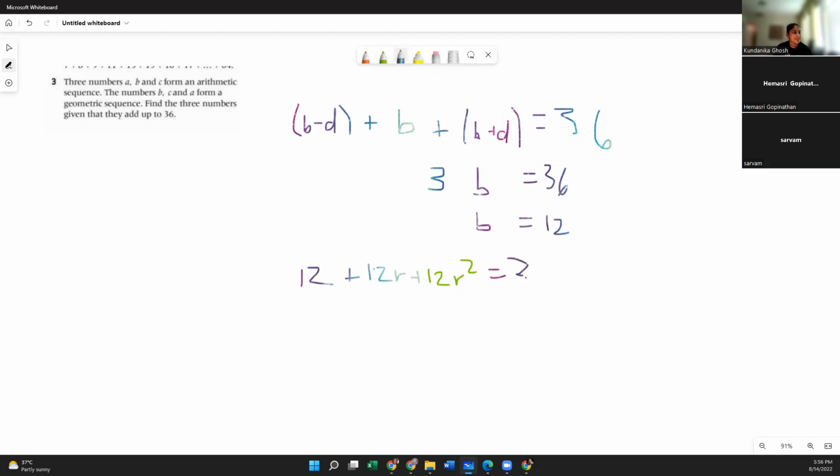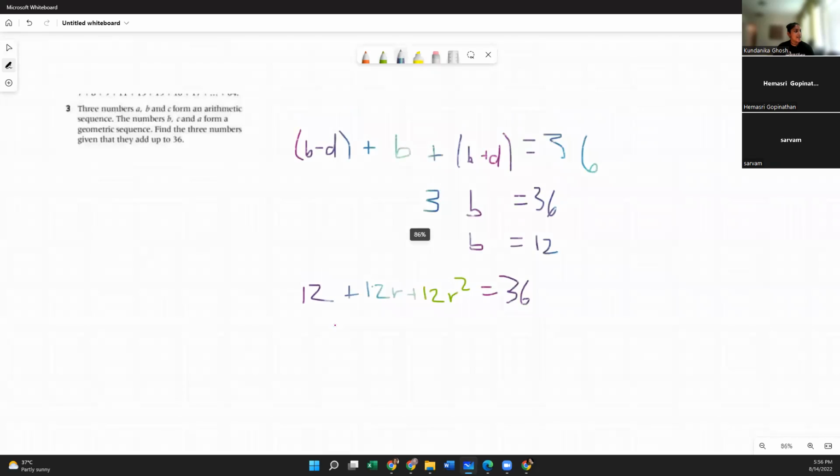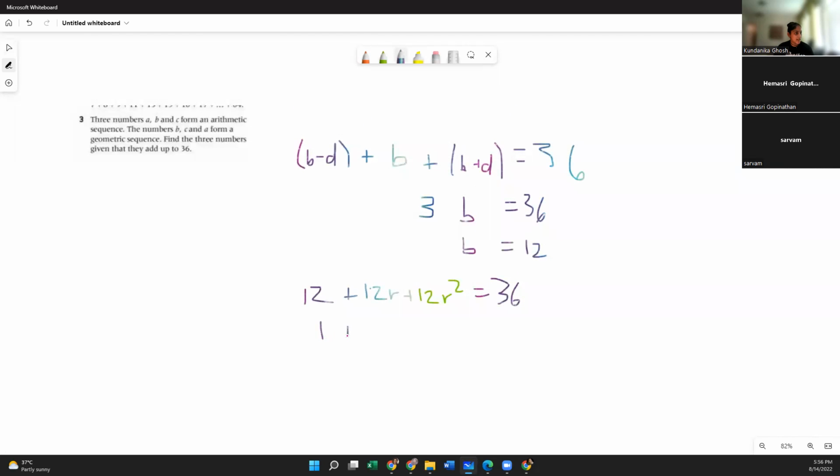That's going to equal 36. So what I want to do, I'm going to make life easier for myself. I'm going to divide everything by 12 because 12 is common in every single term in this equation. So I'll end up getting 1 plus R plus R squared equals 3. I'm going to move the 3 over to this side so I can make a quadratic equation. So over here, I'll just have R squared plus R minus 2 equals 0.